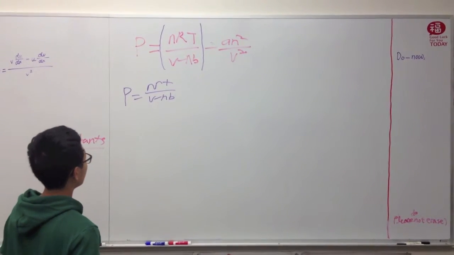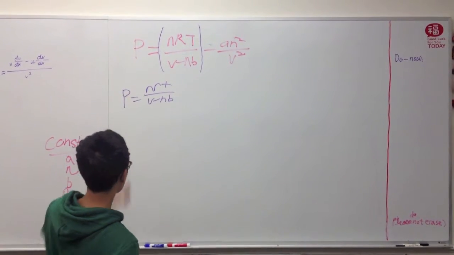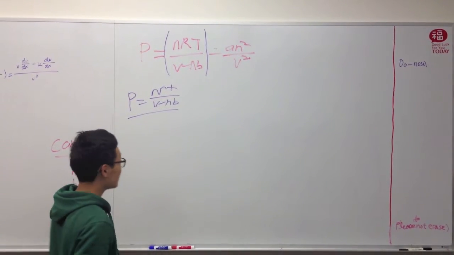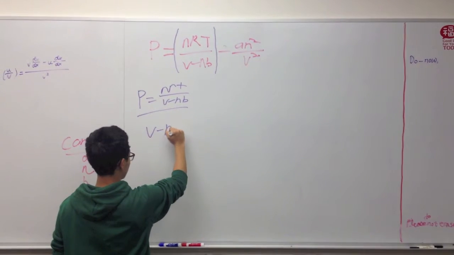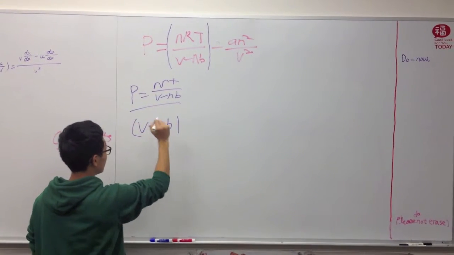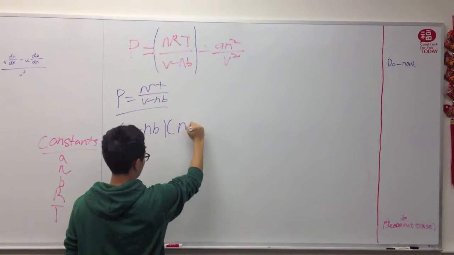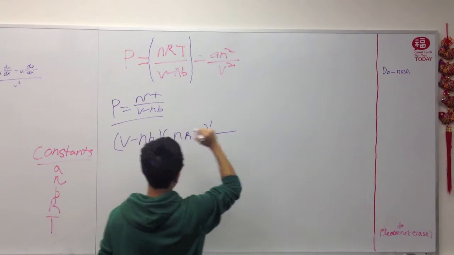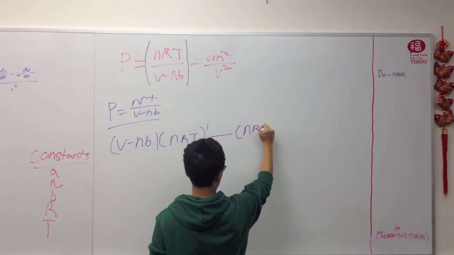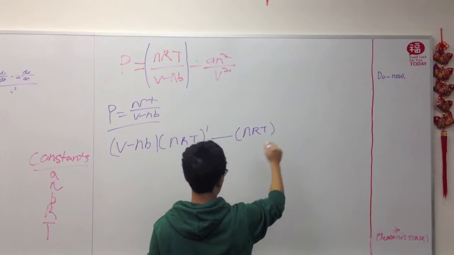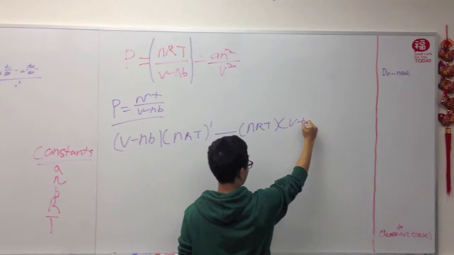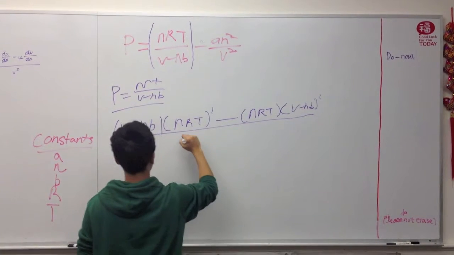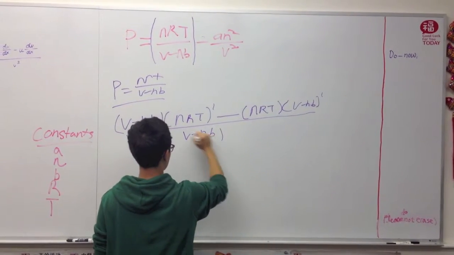Okay, so for this equation, I'll be doing the first part in purple right here. For the quotient rule, it starts like this. We keep the bottom, V minus nb, times the derivative of the top, nRT prime, minus keep the top, nRT, and the derivative of the bottom, V minus nb prime, all over V minus nb squared.